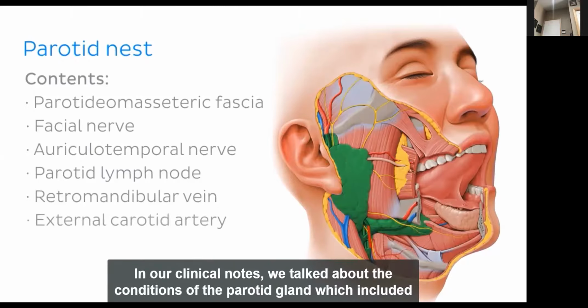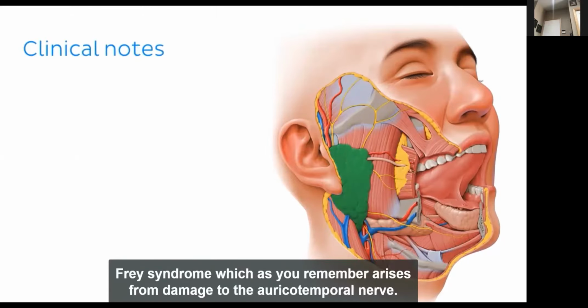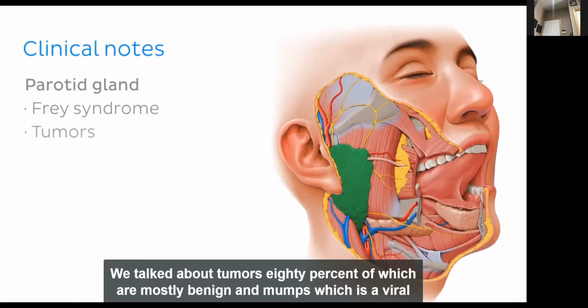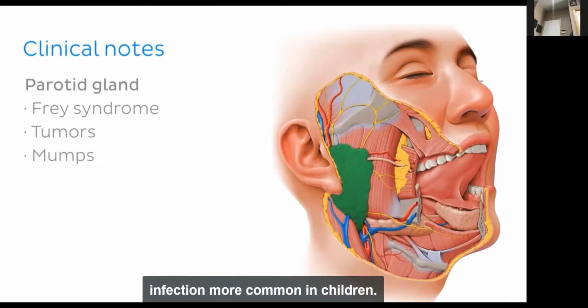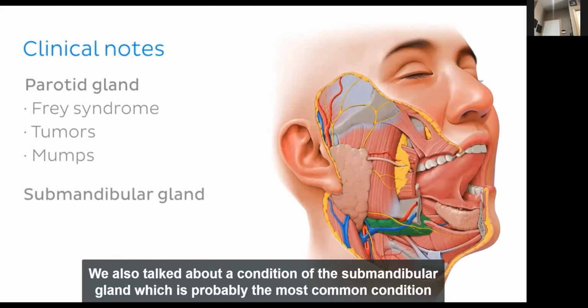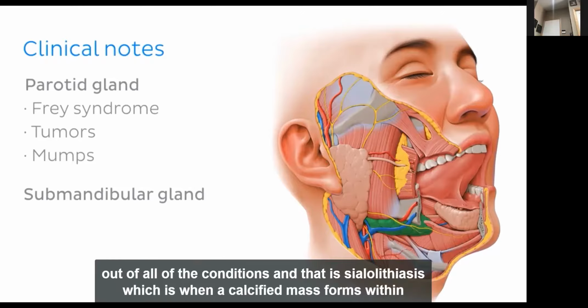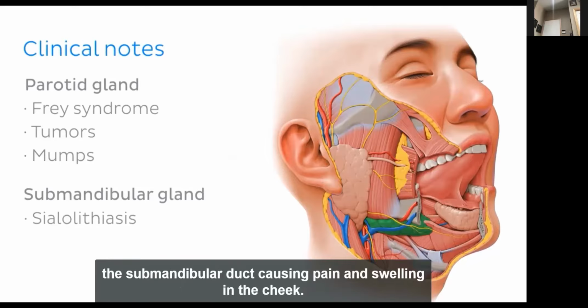In our clinical notes, we talked about the conditions of the parotid gland, which included Frey syndrome, which, as you remember, arises from damage to the auriculotemporal nerve. We talked about tumours, 80% of which are mostly benign, and mumps, which is a viral infection more common in children. We also talked about a condition of the submandibular gland, which is probably the most common condition out of all of the conditions, and that is sialolithiasis, which is when a calcified mass forms within the submandibular duct, causing pain and swelling in the cheek.